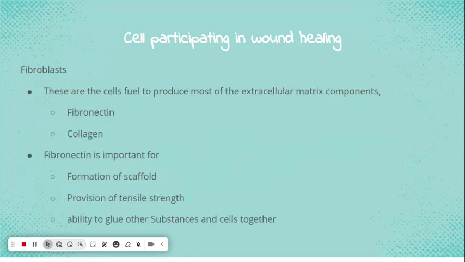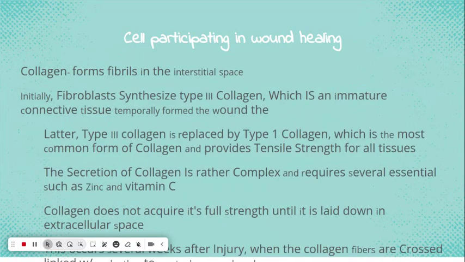Then fibroblasts, these are cells responsible for producing most of the extracellular matrix components like fibrin and collagen. Fibrin is important because it also forms that scaffolding. So once that matrix is in place and we've pulled that skin close, this is like scaffolding to build that building back up. It provides tensile strength, it's kind of like glue. It's going to hold that glue and other substances together to keep that skin nice and tight so that healing can occur.